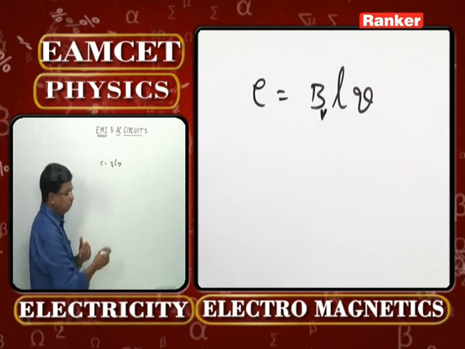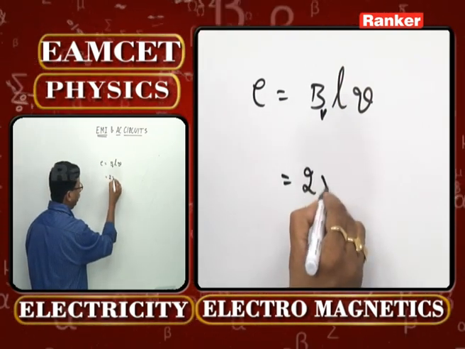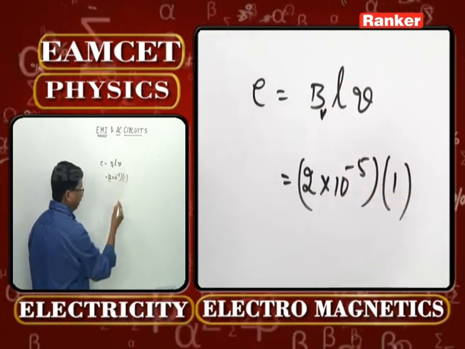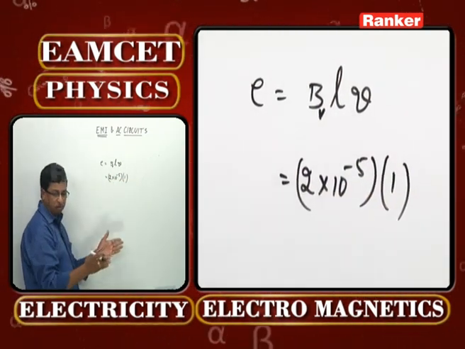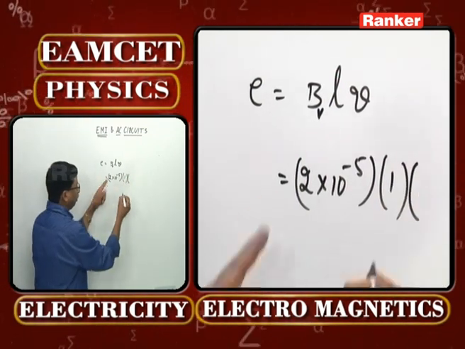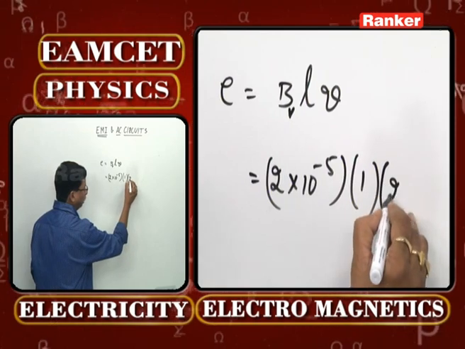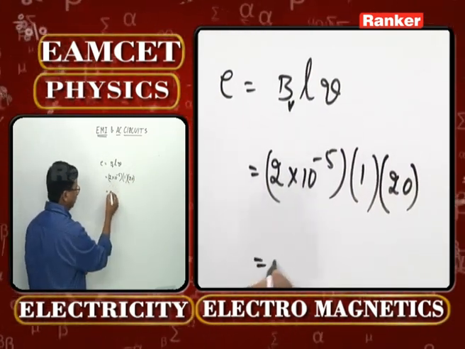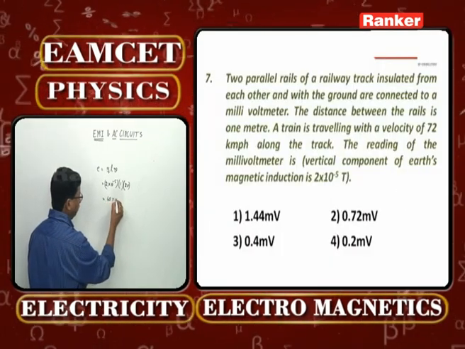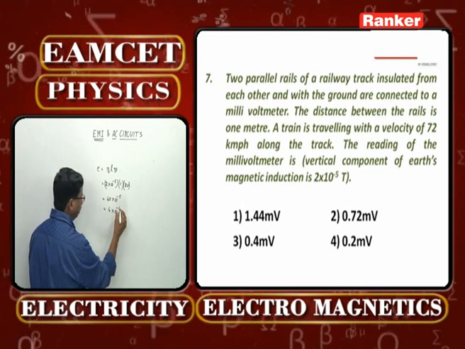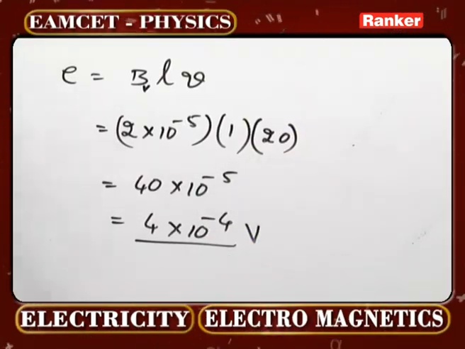So what is the vertical component that has been mentioned? 2 × 10^-5. L is nothing other than the distance of separation between the rails. It is 1 meter, given. Into 72 km per hour, he gave. That is nothing other than 20 meter per second. So it now becomes 40 × 10^-5. In other words, 4 × 10^-4 volt we can write.